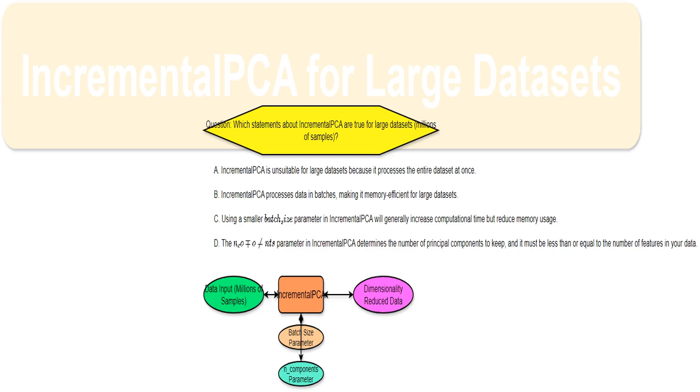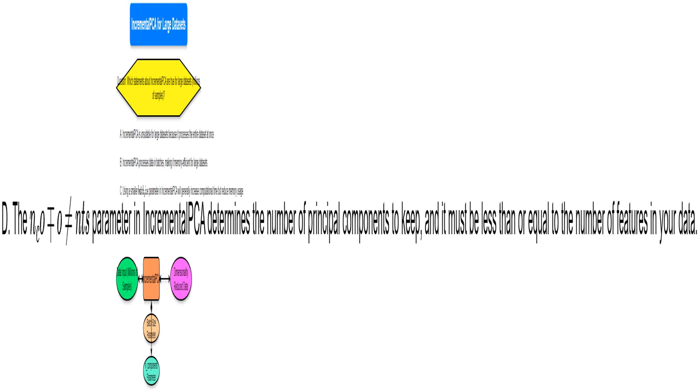This question asks you to analyze the properties and behavior of IncrementalPCA, particularly its memory efficiency and the roles of its parameters in processing large datasets. You are evaluating the accuracy of several statements describing these aspects. This statement focuses on the n_components parameter. I already explained what this means above. You need to recall that this parameter determines the number of principal components. A principal component is a new variable that captures the most important variance in the original data. The number of such components can never exceed the original number of features.